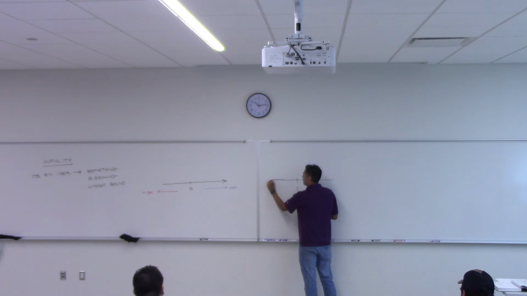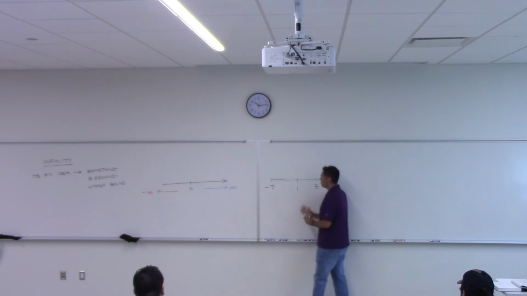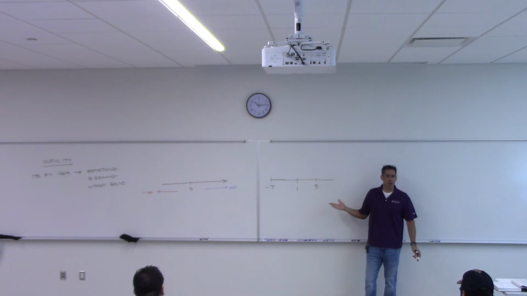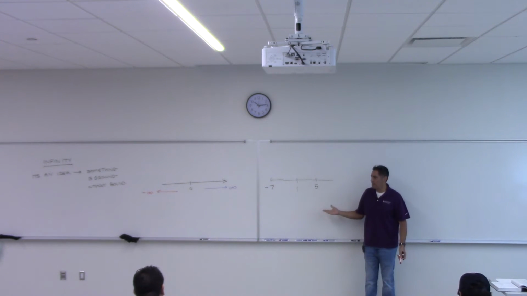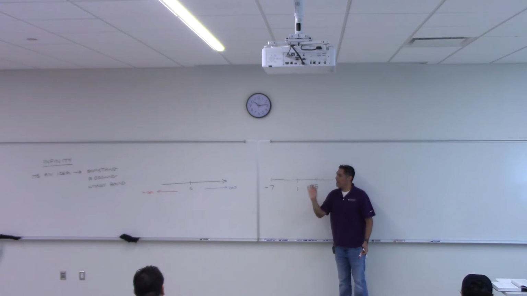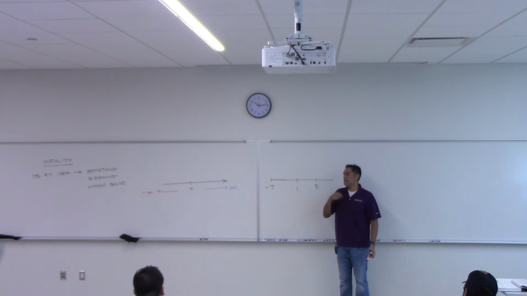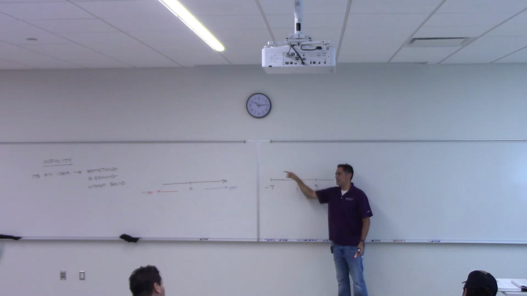So if I take, let's keep going, -7, what's the smallest number of these numbers? -7, because it's furthest to the left. So we have to be careful with our language here. What do we mean by small in this class?